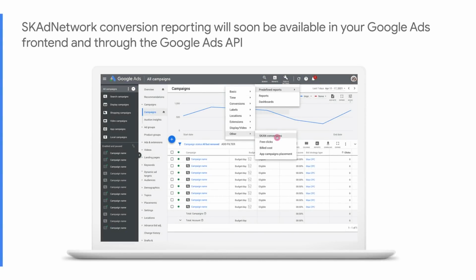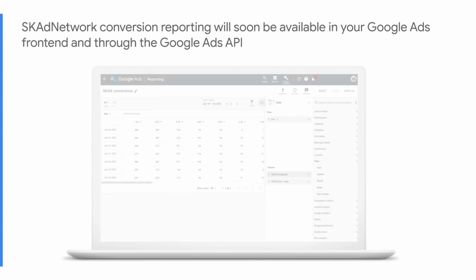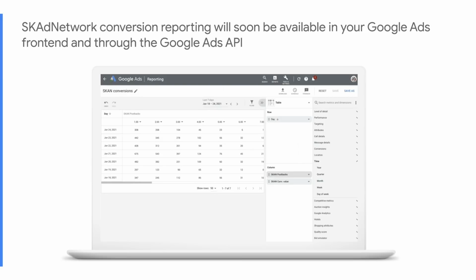If you want to view the reporting data for SK Ad Network specifically, you can view this in the Google Ads front end by navigating to Reporting, Other, SKAN Conversions after Apple's ATT policies go into effect. This SK Ad Network reporting data will also be available in the Google Ads API in the upcoming months.